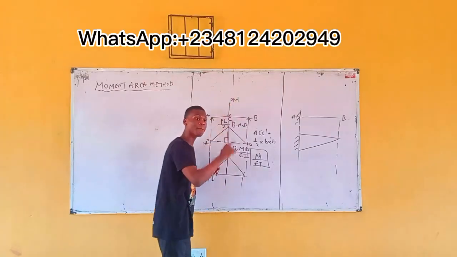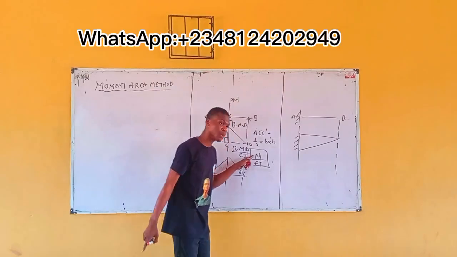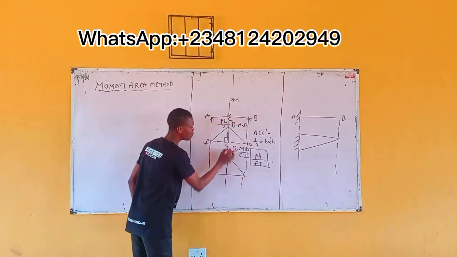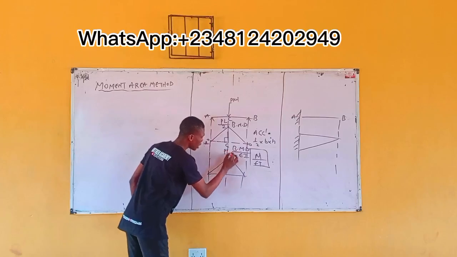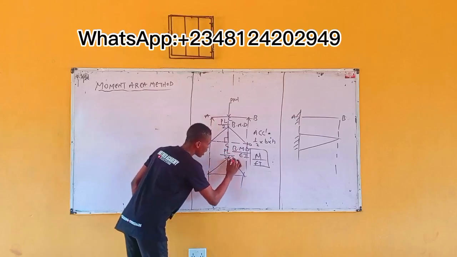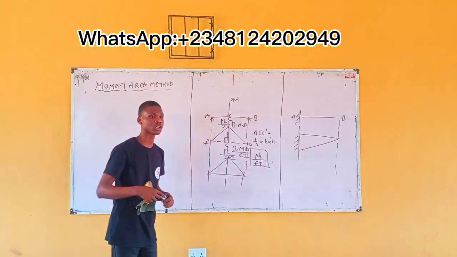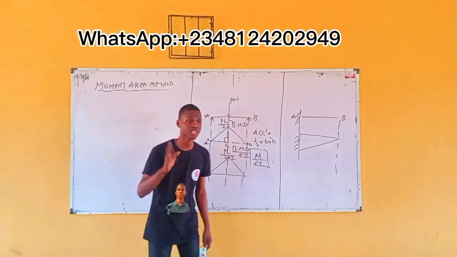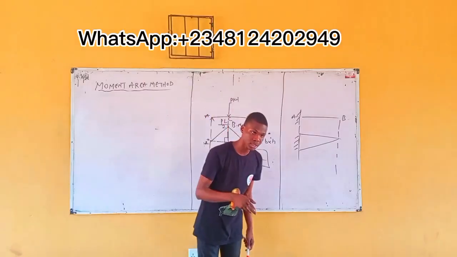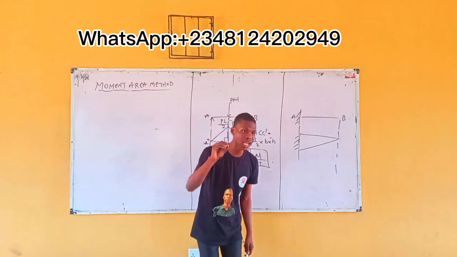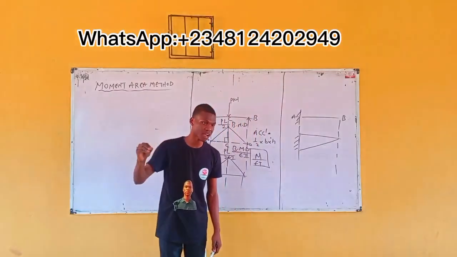But for the M by EI diagram, meaning the bending moment diagram divided by EI, in place of PL over 2, what you have here is PL over 2EI. And that's what we are saying. Now let's state the theorem again. The angle measured in radian between 2 points on the elastic curve of a beam is equal to the what? Area under the M by EI diagram.